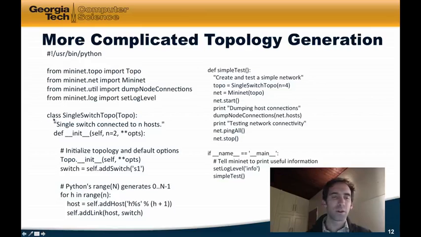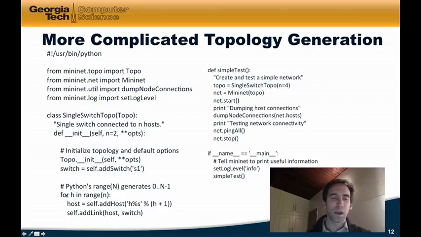So you can see here that there is a class called SingleSwitchTopo, which is a subclass of the Topo class, which we have imported here. The init method is basically a constructor. So if you're familiar with object-oriented programming, that is the method that gets called when an instance of this SingleSwitchTopo gets invoked. So the first thing we do is call the constructor of the parent class, and then we create the first switch, S1.